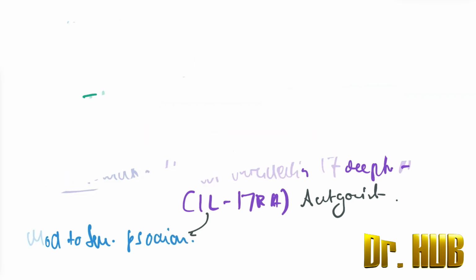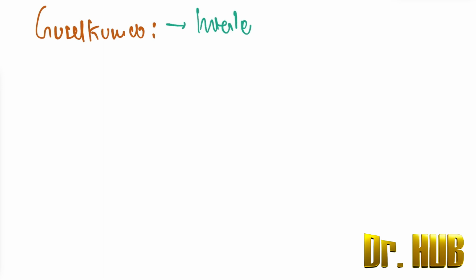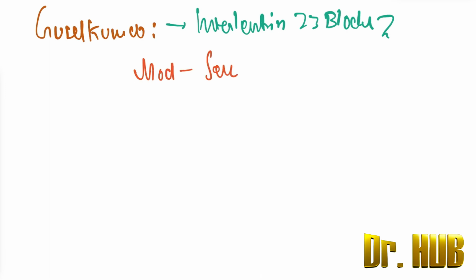Then we move on to guselkumab. So guselkumab is an interleukin 23 blocker, and it is used for the treatment of adult patients with moderate to severe plaque psoriasis.